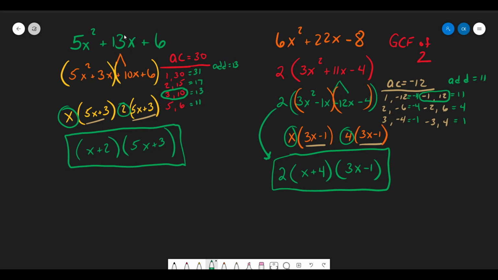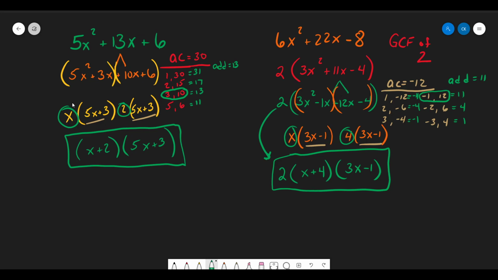So I take 13x, split it up into 3x plus 10x. Then we take the 5x squared and the 6, bring it down. We have a 4-term polynomial, which we want to factor by grouping. In the first grouping, the GCF of this is x. In the second grouping, the GCF of this is 2. When I take the x out of here, I get 5x plus 3. When I take the 2 out of this, I get 5x plus 3.